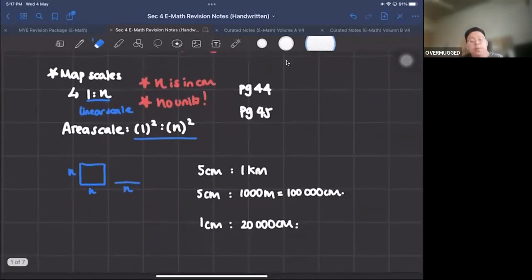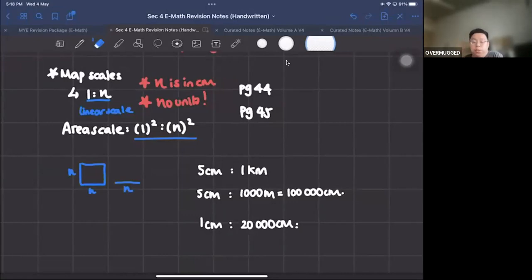Map scales. Map scales are those that always have the ratio 1:n. Now, some important things that many students will forget. 1:n is always in centimeters, and there are always no units. So please don't ever write 1 cm is to 30,000 cm. That's wrong. It's always 1:n. For those that take geog, you should know this as well. So this is a common concept there.